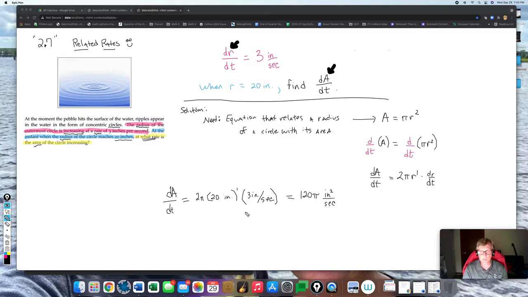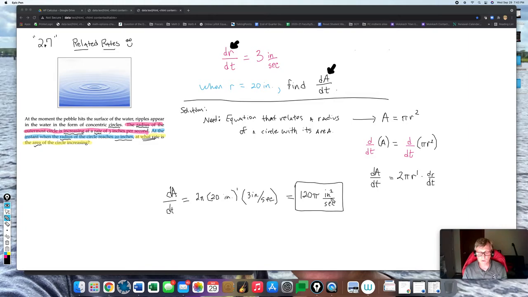And look what just happened. Area is measured in square inches. Amazing, right? Time is measured in seconds. So this is the answer to our question. We can say that the rate at which the area of the circle is increasing is 120 pi square inches per second. So that area is growing pretty fast.